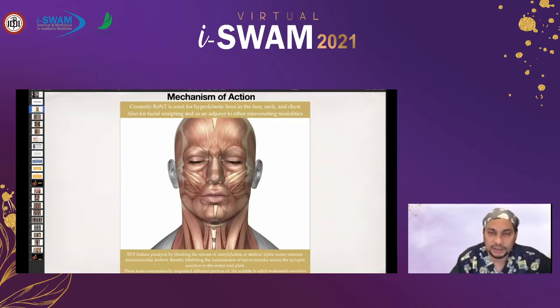Okay, I'll start. The Botox, the botulinum toxin's mechanism of action, as we know, is a very complicated process. But I think the most important thing that we need to know is this: botulinum toxin is used for hyperkinetic lines in the face, neck, and chest. Also for facial sculpting and as an adjunct to other rejuvenation modalities.